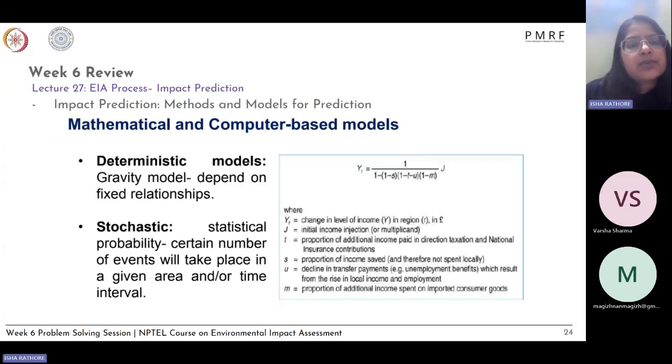So again, for impact predictions, you can have methods and models for prediction. You have basically two categories. First, you can have mathematical and computer-based models. In mathematical and computer-based models, you can have deterministic models, which are dependent on a fixed relationship between parameters. And then you have stochastic models, which are based on statistical probability, and which have a certain number of events that will take place in the given area or time interval. So you have numerical values and statistical inputs coming from different sources.